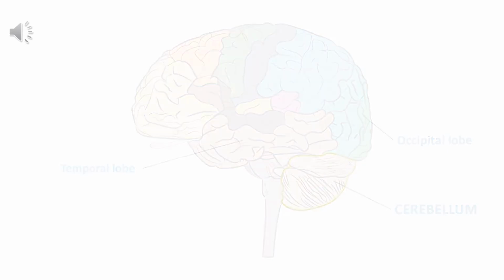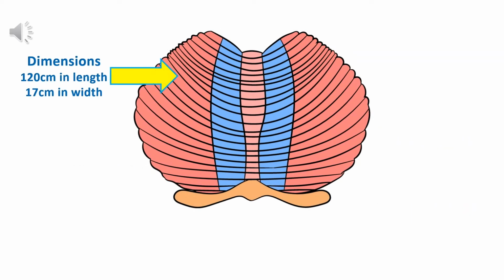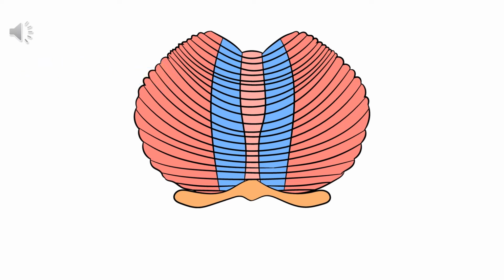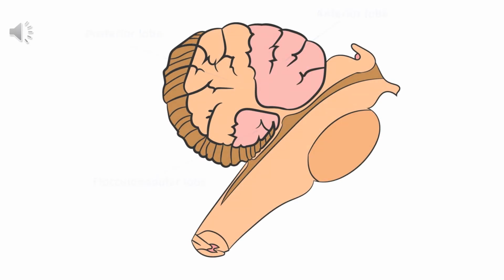And if we talk about its dimensions, it's 120 cm long and 17 cm in width. And it's comprised of two hemispheres. That's why we call it cerebellar hemispheres. And today in this video, we specifically are going to talk about the different parts of the cerebellum or different lobes. Cerebellum is comprised of three lobes.